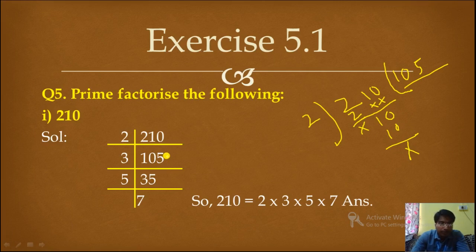So it will go 105 times. Now it will go by 3. So 3 into 3 is 9, 1 left, 3 into 5 is 15. Then it will go by 5, 5 into 7 is 35. So the factors are 2 into 3 into 5 into 7. This is how you have to prime factorize the number.